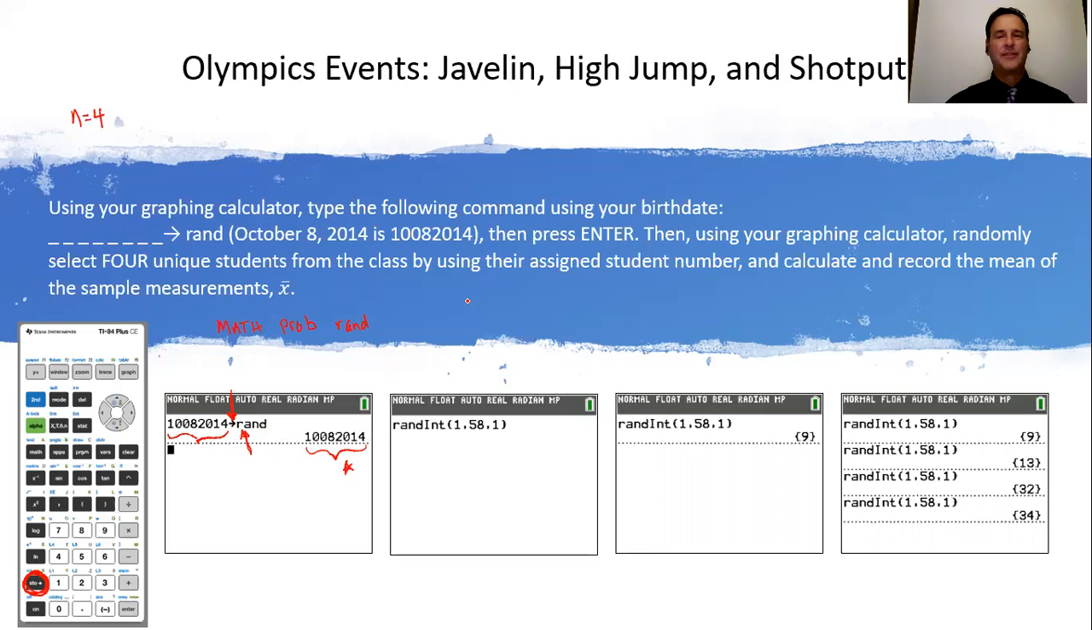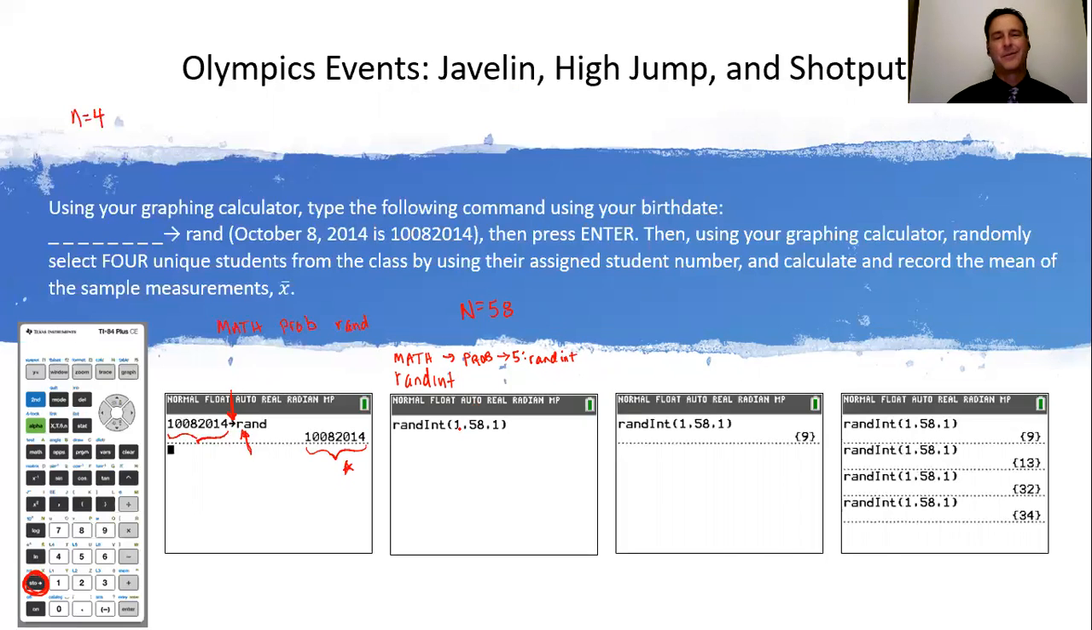Okay, now I told you before that there were 58 people who threw a shot put and gave us a piece of data for that. And I need to randomly pick 4. So what I'm going to do, and I'll write this above my second screen, I'm going to hit random integer. And the way I get there is by doing math. You're going to scroll over to probability, and then you're going to go to 5, which is randInt.